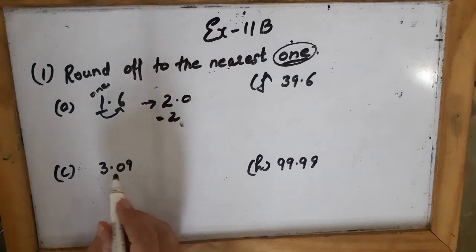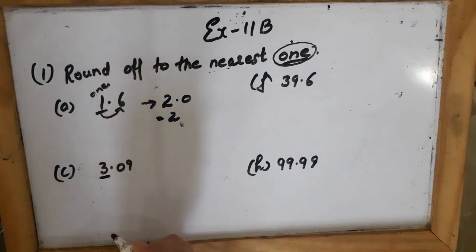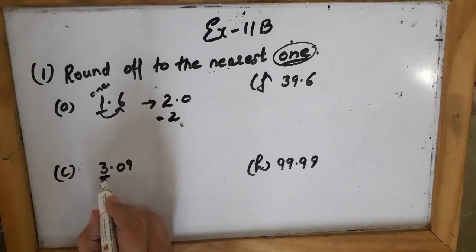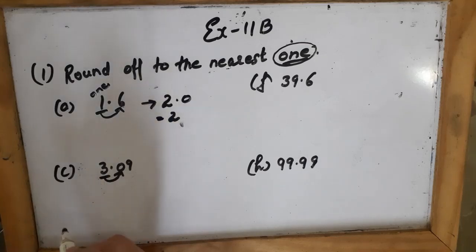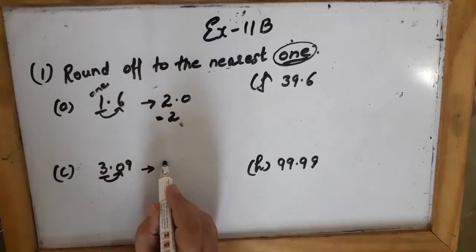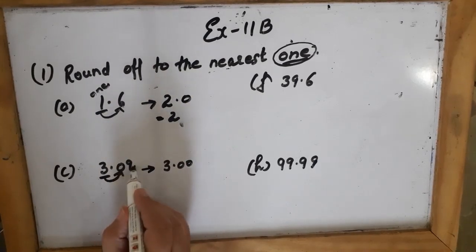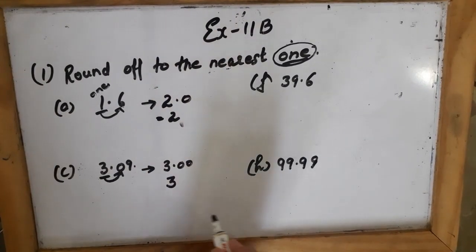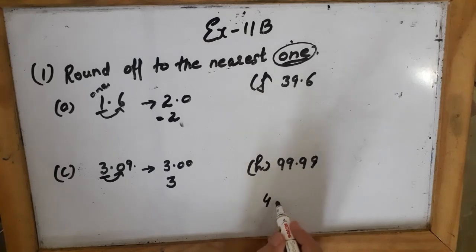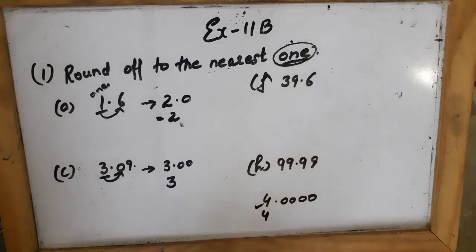Now come to the next one. This is the ones place, so you can underline it. Now to the immediate right of 3, at the tenths place, what is the digit? It's 0, which is less than 5. It means that 3 will not change. So you can write 3.00, or you can write only 3. It's the same thing. Any whole number, I can convert into a decimal number by putting as many zeros as I want. It will not change the whole number.